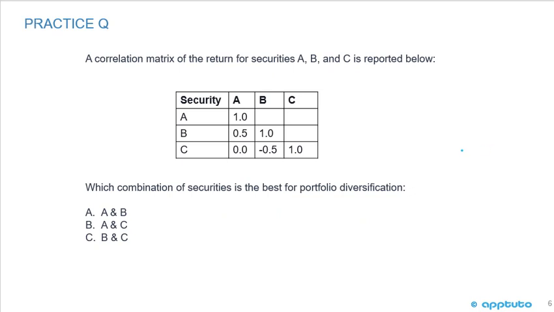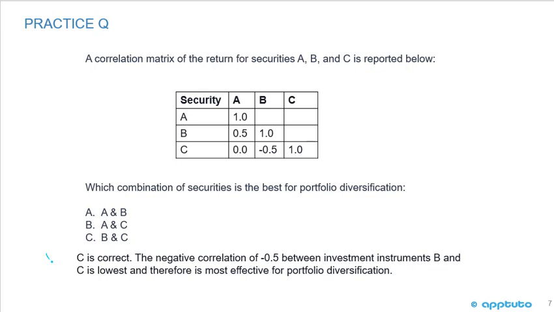Okay, here's a little practice question to test your understanding. A correlation matrix of the return for securities A, B, and C is reported below. So of course the correlation between A and A is 1. Between A and B is 0.5. Between A and C is 0. And the correlation between B and C is negative 0.5. Which combination of securities is the best for portfolio diversification? A and B, A and C, or B and C?